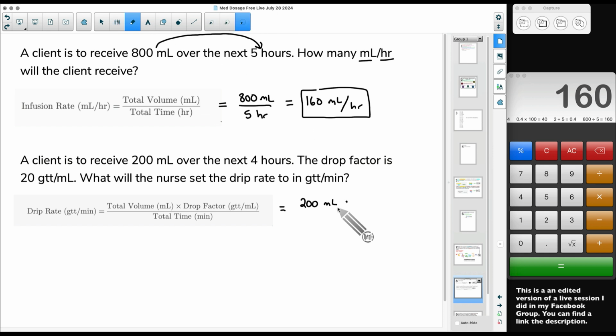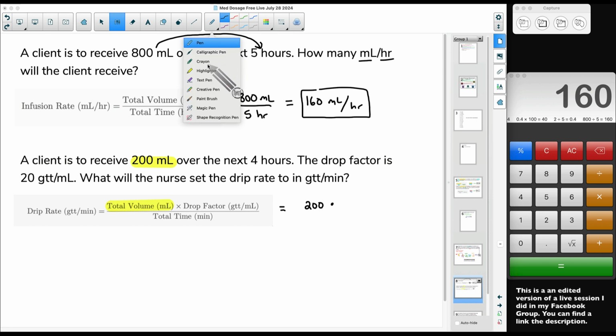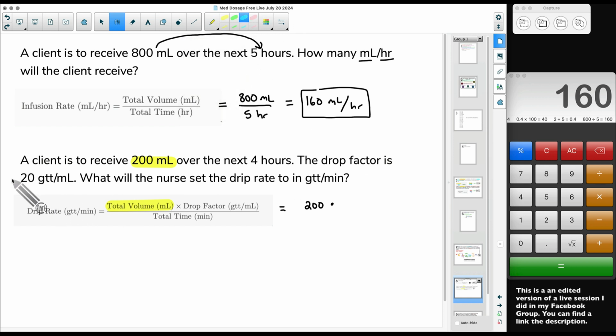And I tell you what, for now, watch what I'm going to do. I'm going to take away the words. This is where formulas can be confusing too. But the 200 is the total volume. That's how much the client's going to receive. Times the drop factor. Drop factor is 20 drops per milliliter. So we're going to multiply by 20 up top. And then it says that we need to divide. Let me highlight everything.